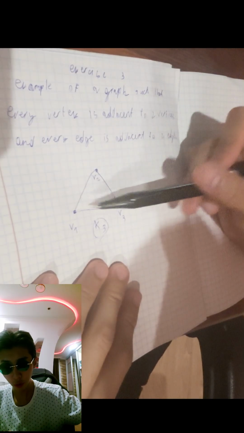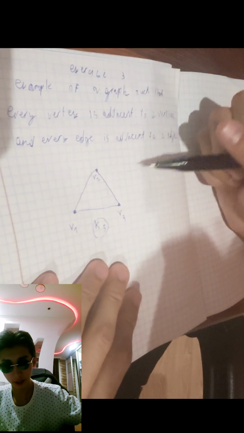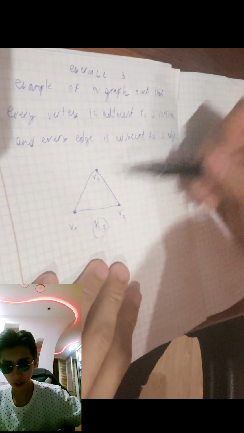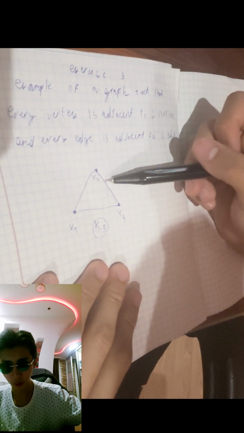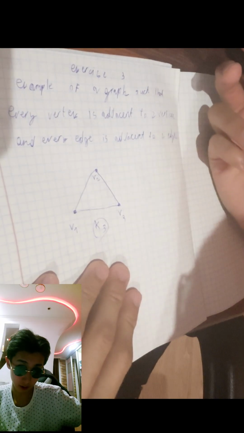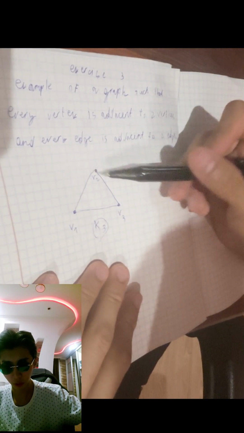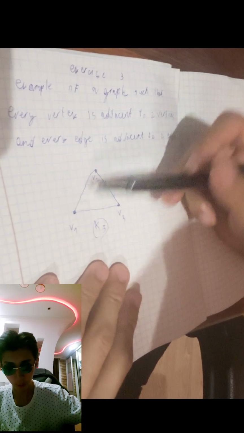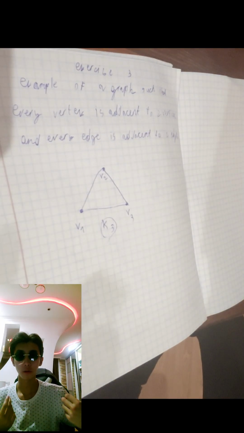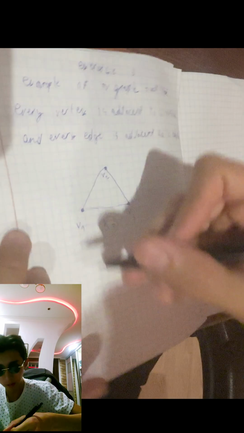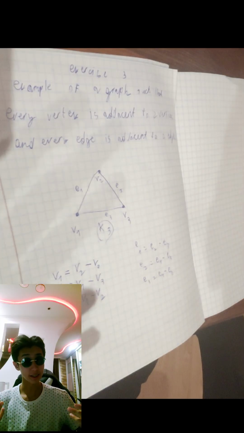They have the two edges, V1V3 and V2V3. Let's try: every edge is adjacent to two. One edge is adjacent to two, here and here. Yes. Every vertex has two vertices. V2 has V3 and V1. V1 has V2 and V3. And V3 has V1 and V2. So that exercise is done.